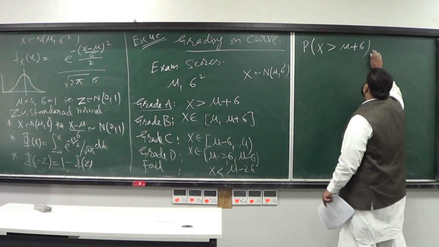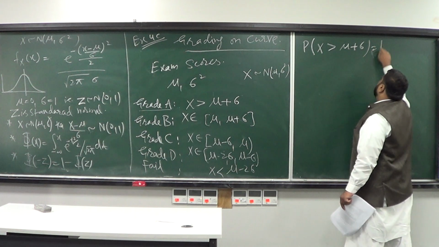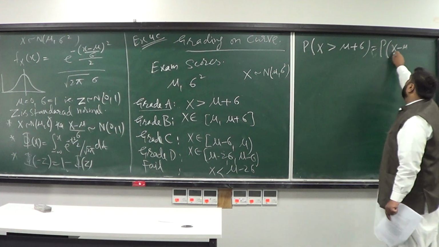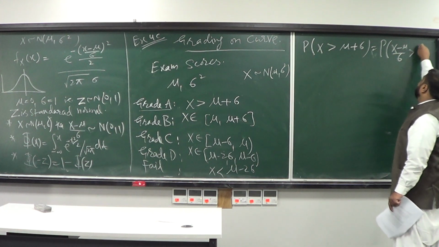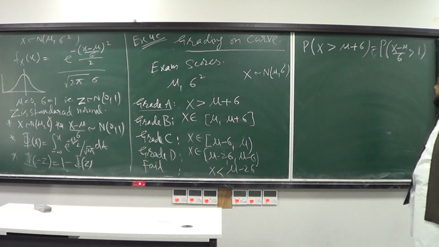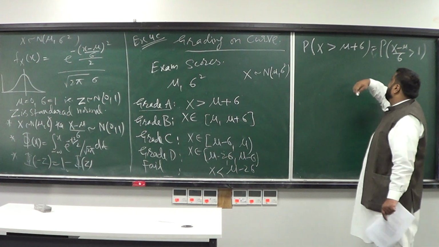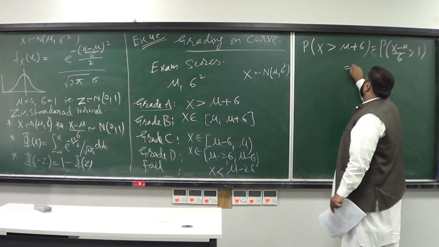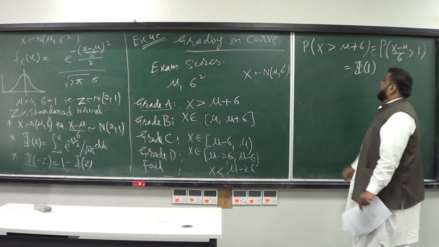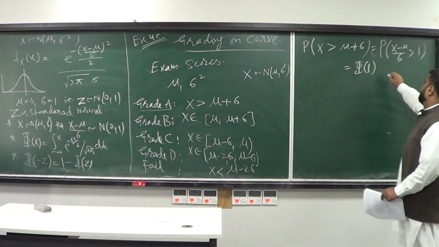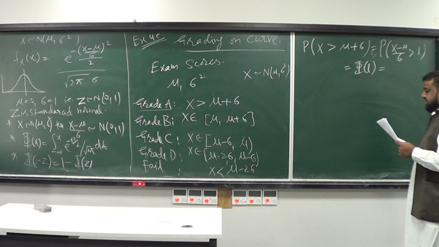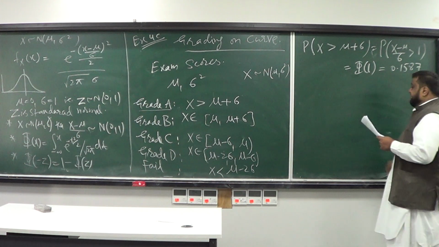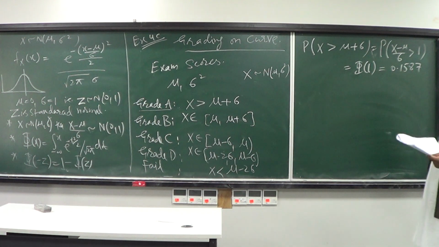So how can I standardize it? For standardizing it, I need to subtract mu from X and divide by sigma. So when I do this, I'm going to get a 1 here, obviously. You take this mu to the other side and divide by sigma, so you get a 1. That's a standard normal random variable. That means that you should have a phi of 1. So this probability is really phi of 1, which, when you look it up from the table, is approximately 0.1587.